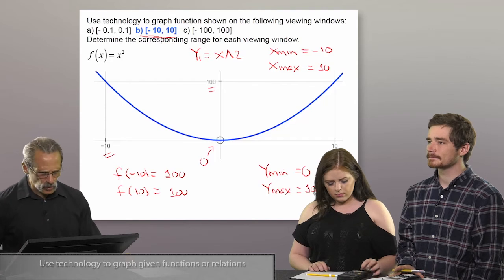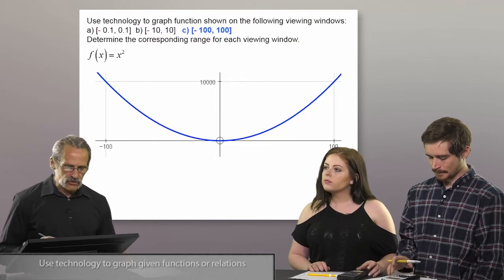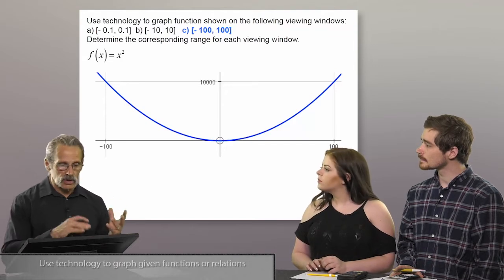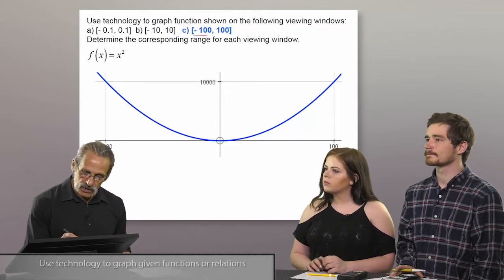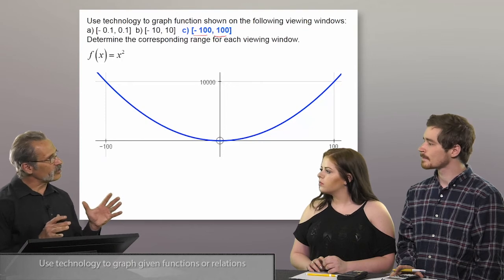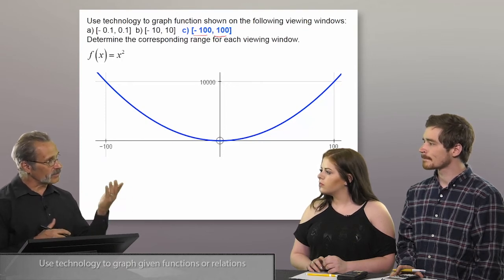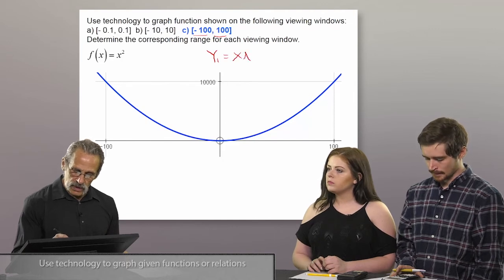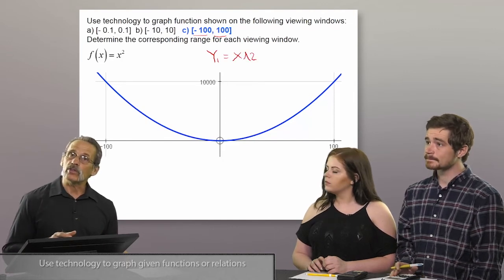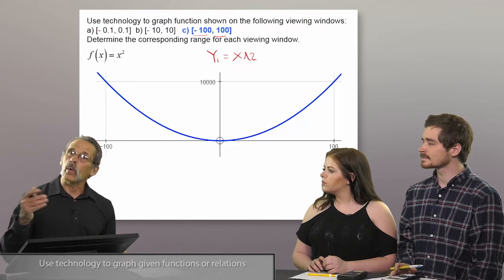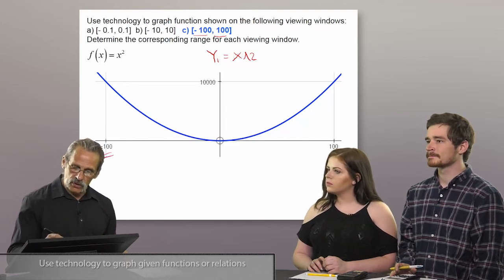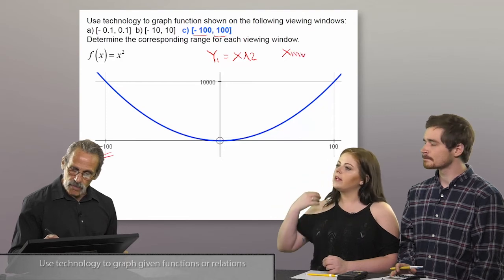Let's do one more. Let's go ahead and look at f of x is equal to x squared. We're just going to look at from -100 to 100 for this particular interval. Same set of questions. First thing I do is I enter the function. The function is x squared. So I enter that function. Then I turn to the viewing window itself, and I want to enter what? X min and X max. So for this interval, X min would be -100.